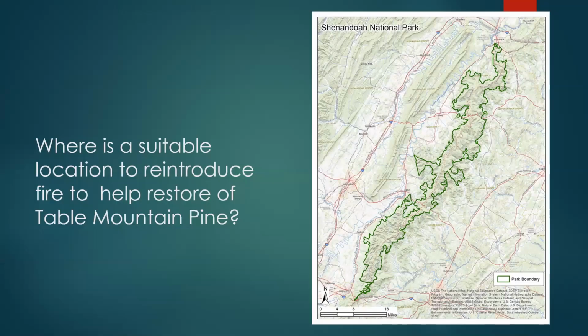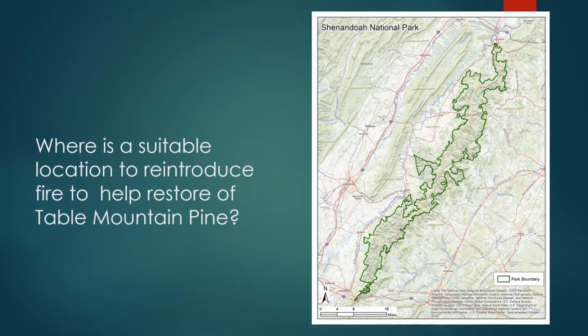It was not until the modern era of full suppression that fire has been largely excluded from the landscape. Records indicate that fires were once a commonplace event that occurred every 5 to 15 years in Table Mountain pine stands throughout Appalachia. This leads to the question I'm trying to answer. Where is a suitable location to reintroduce fire to help restore Table Mountain pine?